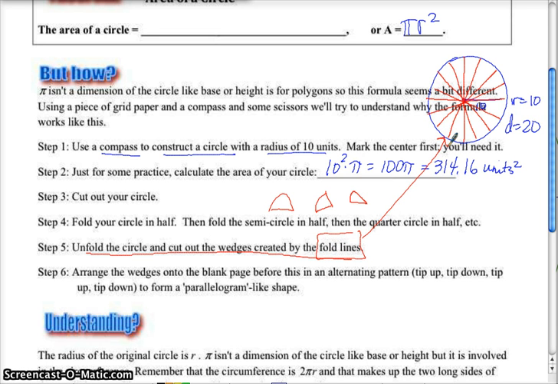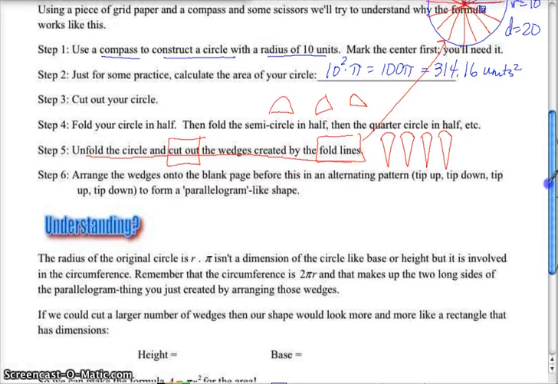And then it says cut on these fold lines so that you will have as many pieces that look like this at the end of it. Right, and they should all be the same size if you kept folding it in half each time. So every single one of these pieces should be the same size.